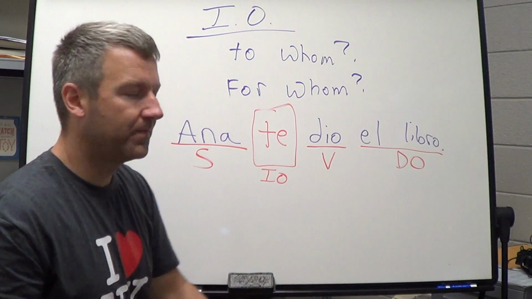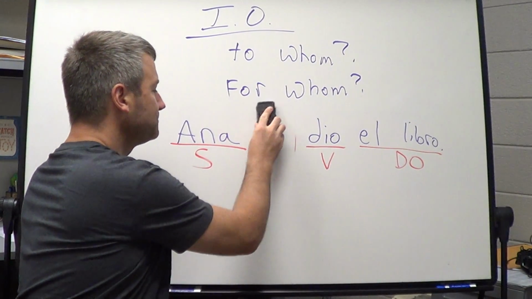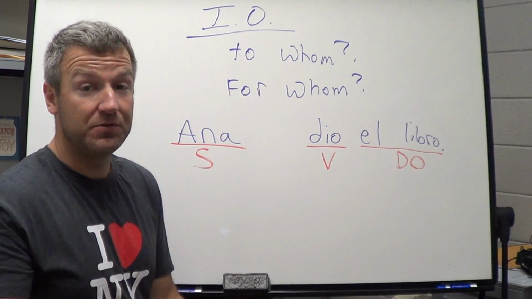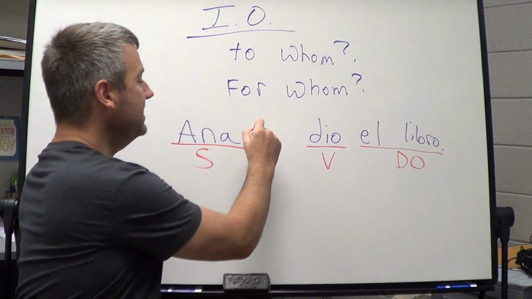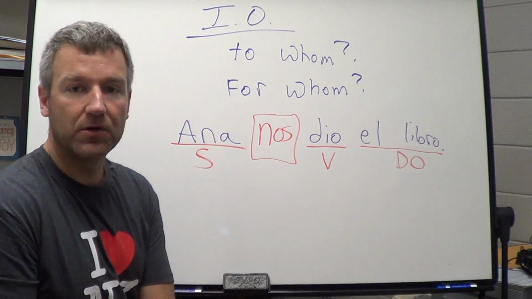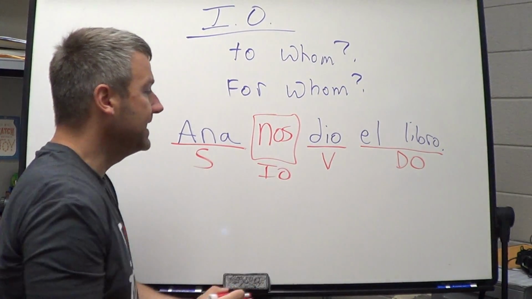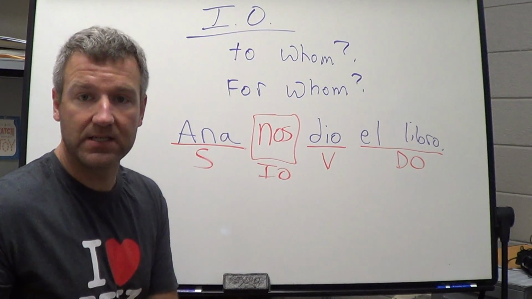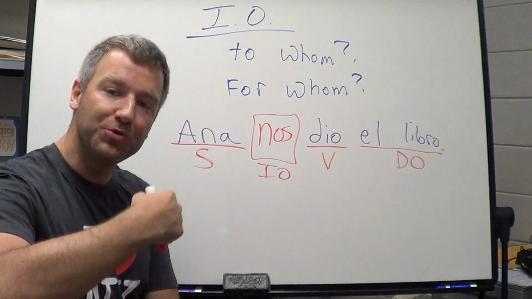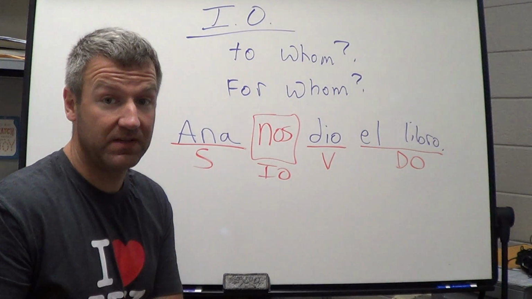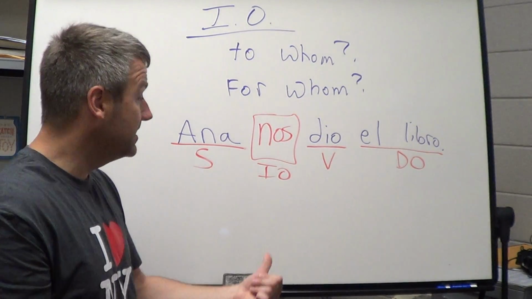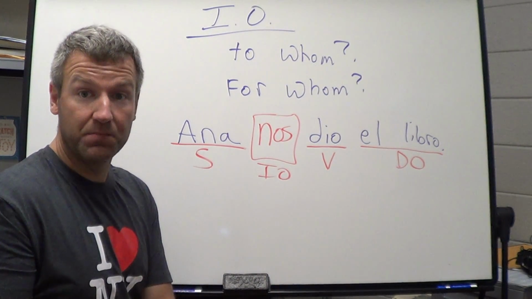So we've got Ana te dio el libro. Easy breezy, beautiful. All right, what about another one that's very obvious? You might be thinking of it already. We've used "me," we've used "te." Now, what about this one? Let's say Anna gave us the book. Well, again, "nos" is referring to the indirect object because we're talking about what Anna gave to us. Again, answering that question of indirect objects. To whom or for whom something is done. And in this case, Anna gave us the book.